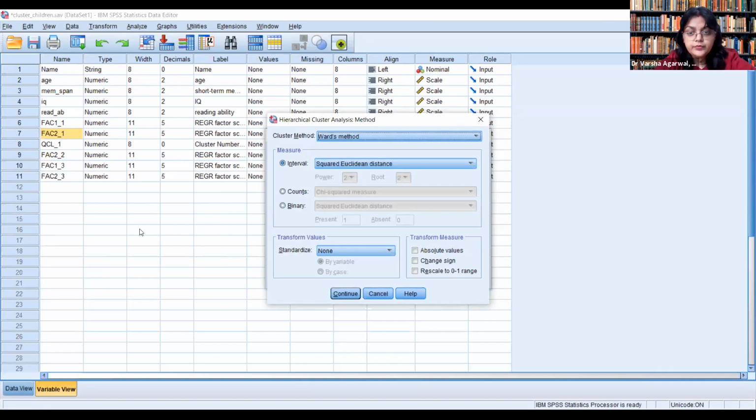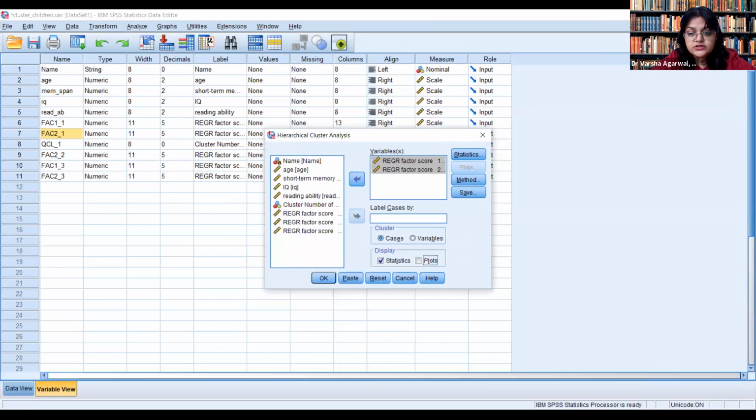Anything else you need to do, tell me. We are not looking for any plots here, so I will uncheck it. Plots I am not looking for. Cases and statistics. And I have chosen Ward's method here. Fine. So now I just need to click it. I hope all the controls are clear to you. Statistics, method, Ward's method we have chosen.